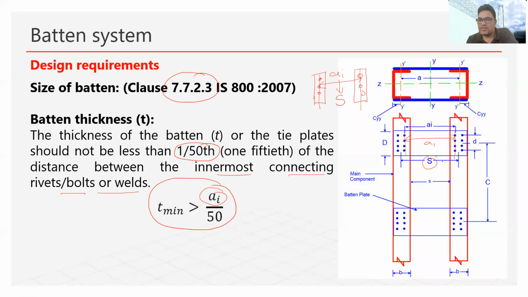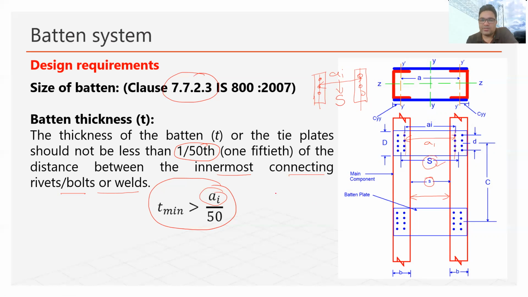Now, there is one thing that you need to consider: this capital S is the distance between the centroid of the group of bolts, and below this I have provided a small s. Well, this small s is actually the spacing of these two members. So please don't confuse the two. Small s is the spacing between the two members. Capital S is the distance of the centroid of the rivet or bolt group.